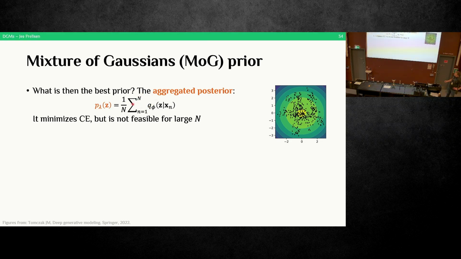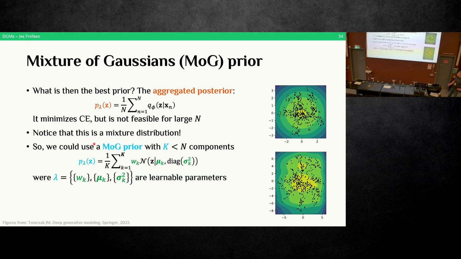We could actually use this as a prior, but it's not feasible if you have a lot of data points. Because if we train on a million data points, then we suddenly have an aggregated posterior that's a mixture of a million distributions. But we notice that this is a mixture distribution. So couldn't we use some mixture distribution as a prior? In fact, we could use a mixture of Gaussians as a prior, with a number of components much less than the number of data points.